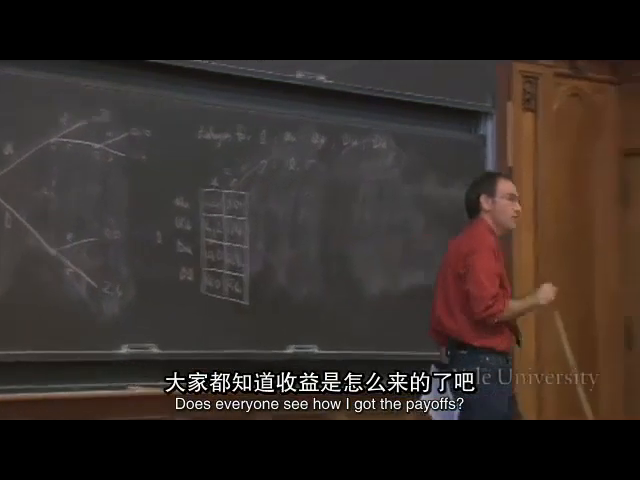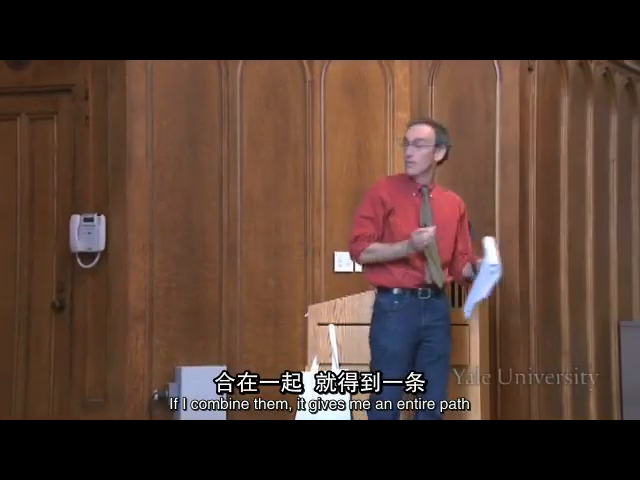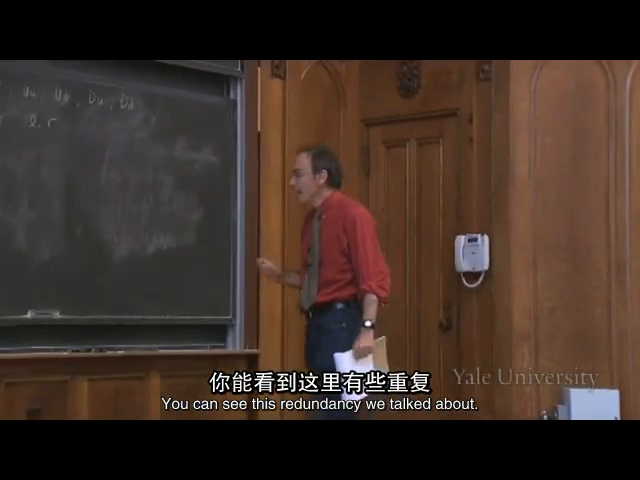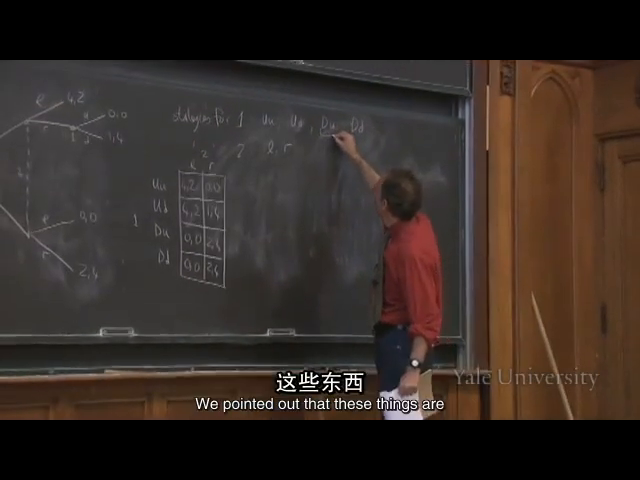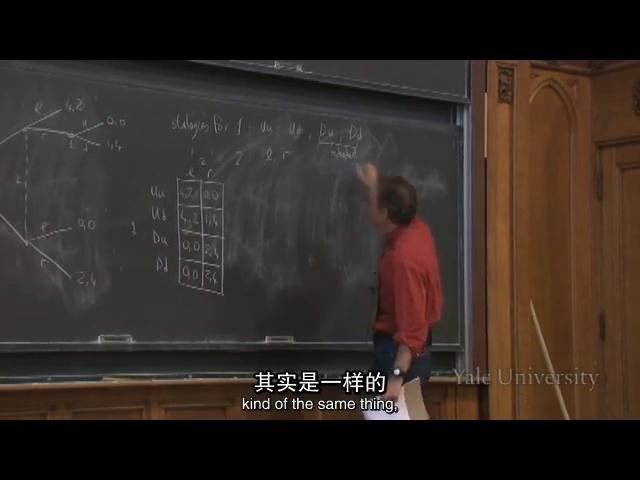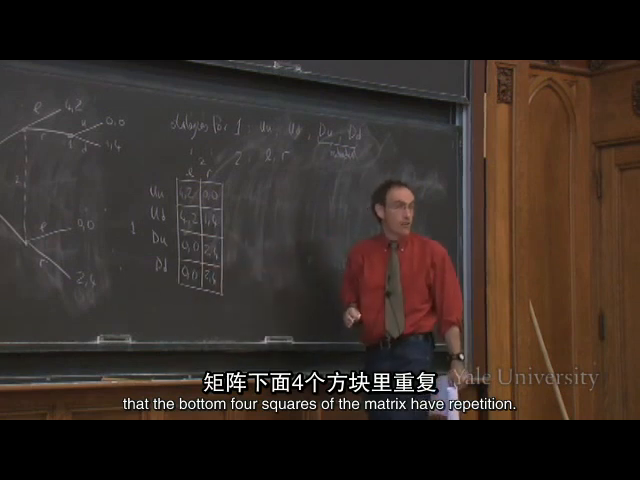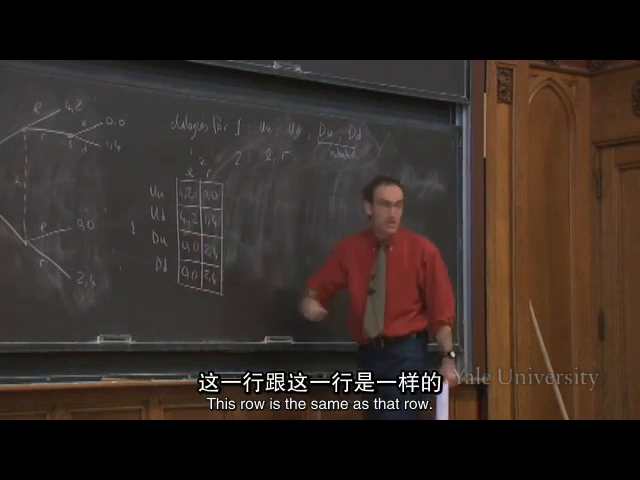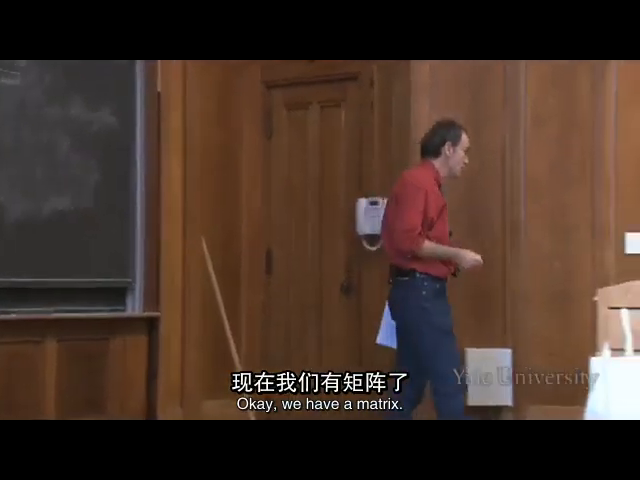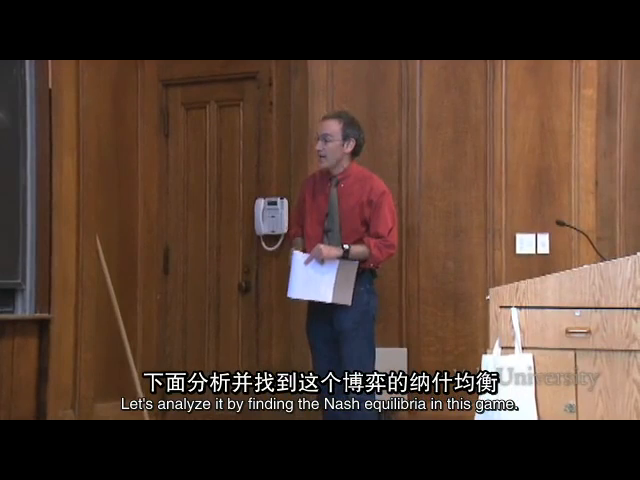Right, does everyone see how I got the payoffs? I just used those strategies to tell me which way I'm going through the tree. If I combine them, it gives me an entire path and gets me to an end node. All right, and you can see this redundancy we talked about. We pointed out that these things are kind of the same thing, and you can see in the matrix that the bottom 4 squares of the matrix have repetition. This row is the same as that row. All right, everyone happy with that? Okay, we have a matrix. Let's analyze it by finding the Nash equilibria in this game.